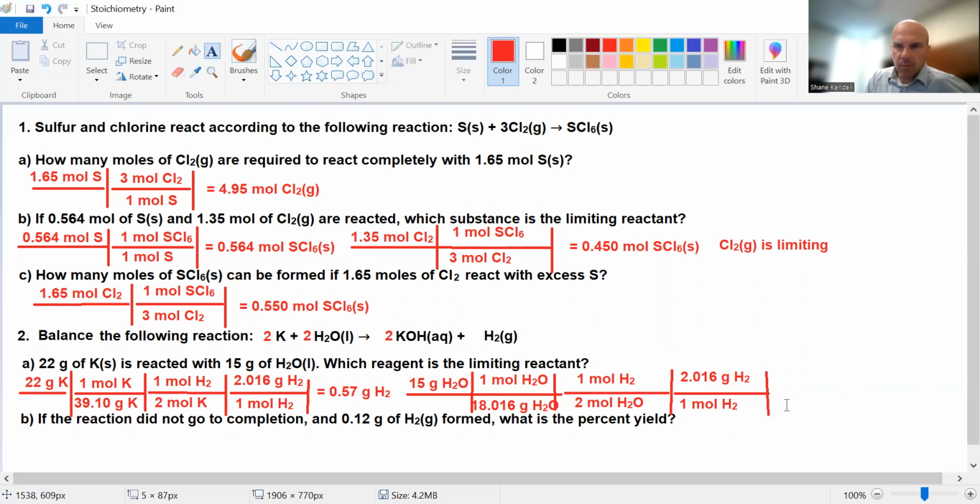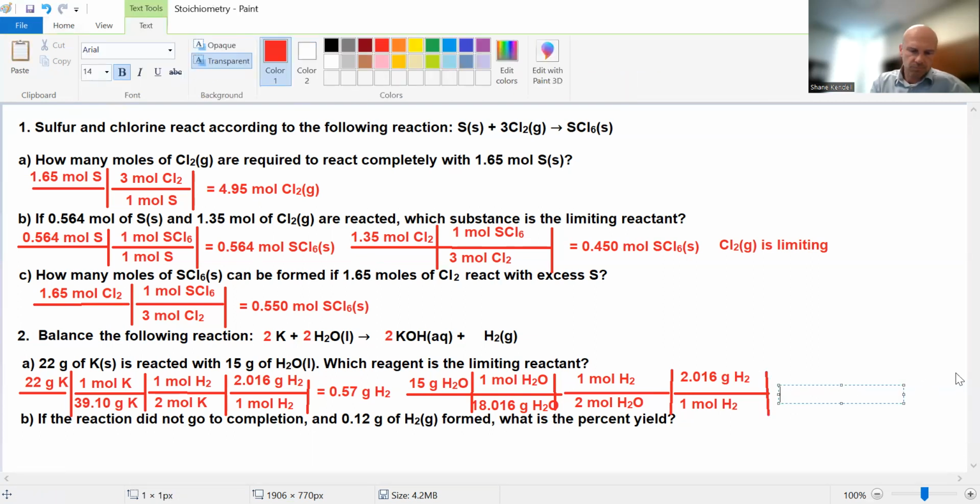And so we end up with 15 times 1 divided by 18.016 divided by 2 times 2.016. Okay, we get 0.84 grams of H2.